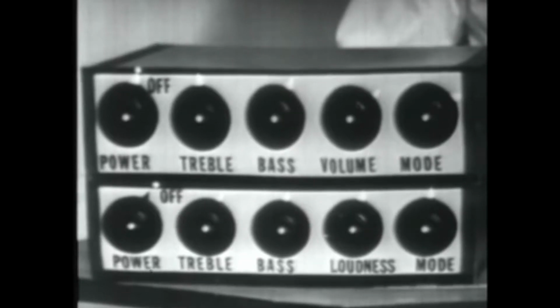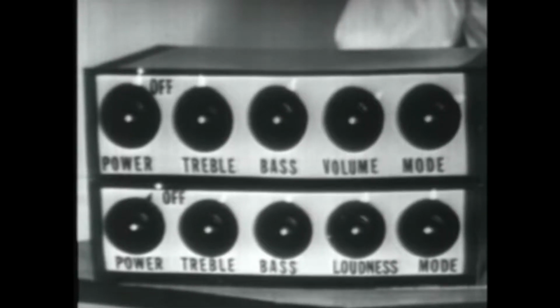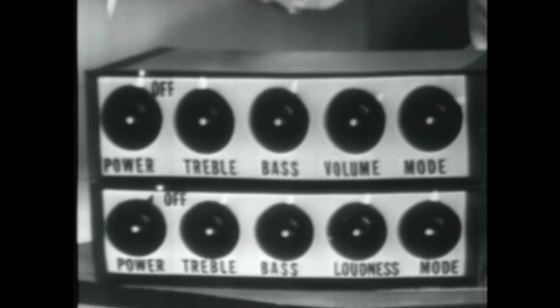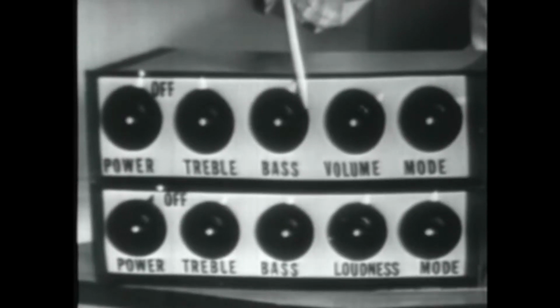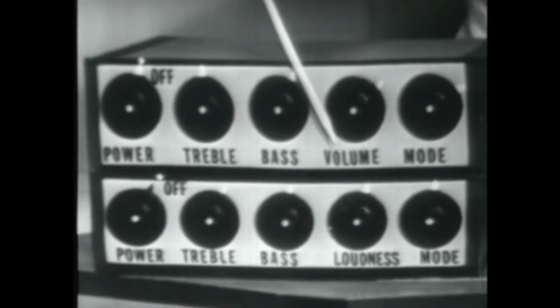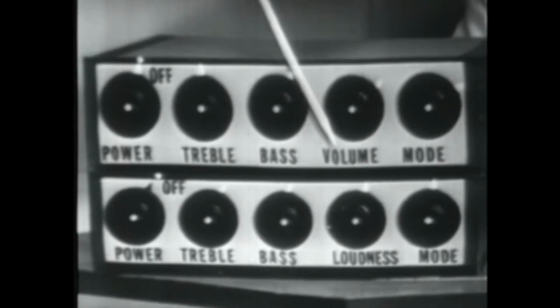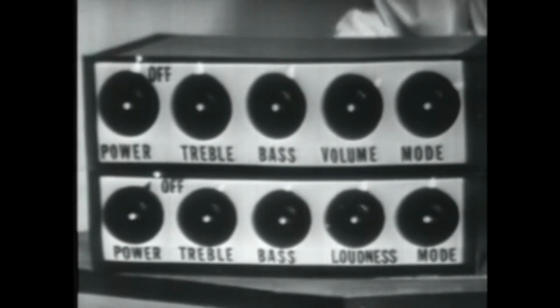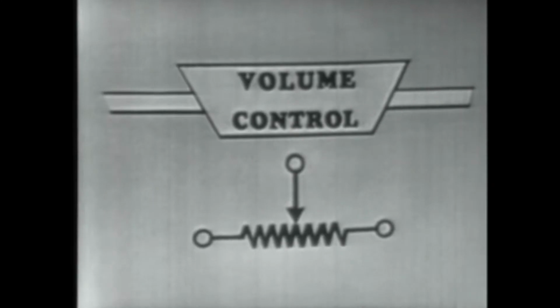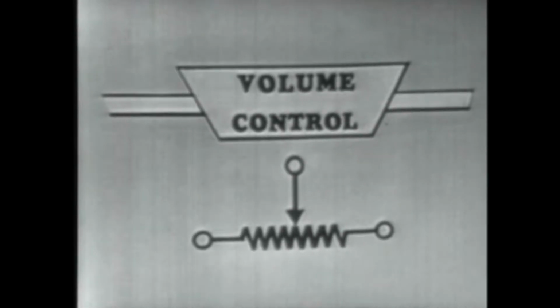I have here two audio amplifiers, similar to those used in high-fidelity music systems. Looking closely at this one, we can see an array of controls, but the control that I'm particularly interested in is the one labeled volume. Now, the volume control is a resistance device called a potentiometer and is schematically represented like this. Physically, it appears this way.